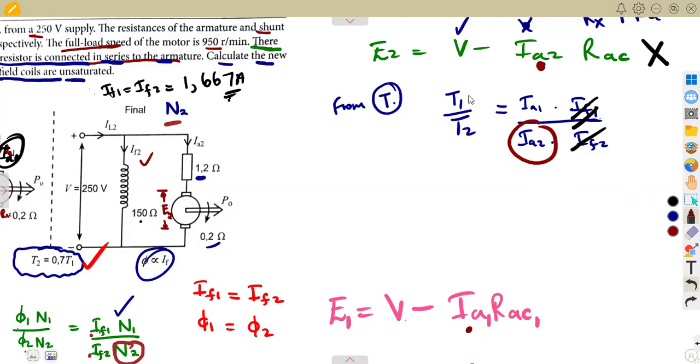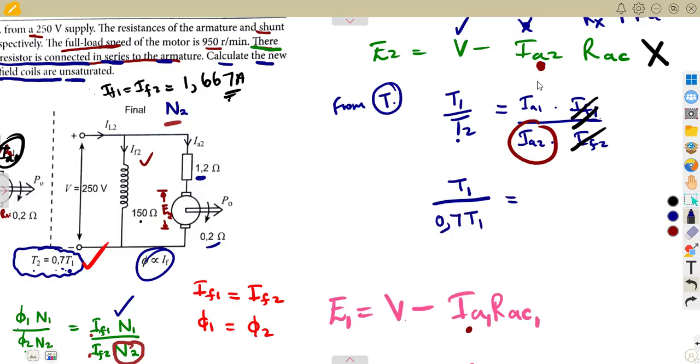T1 over T2: we do not have T1, but we are given that T2 is equal to 0.7 T1, remember from that reduction percentage that we talked about before. So we can leave T1 as it is, but we write T2 in terms of T1, which is 0.7 T1. So definitely these two T1 will cancel.